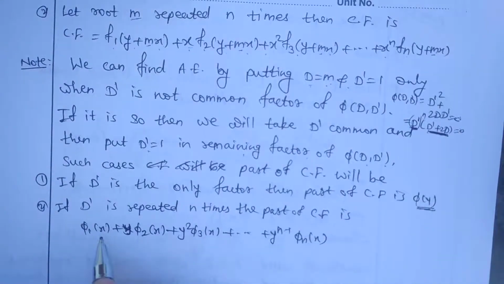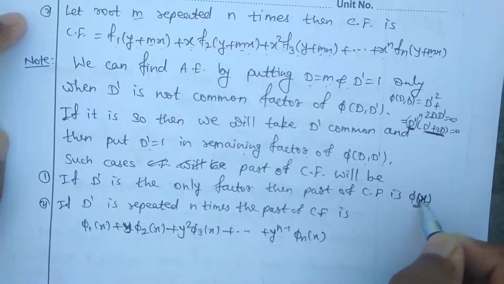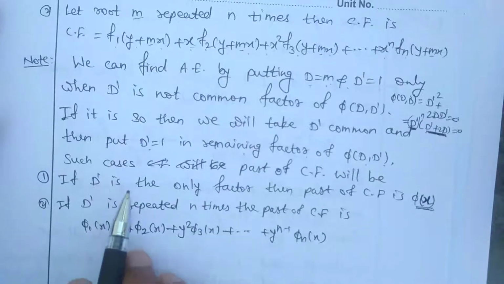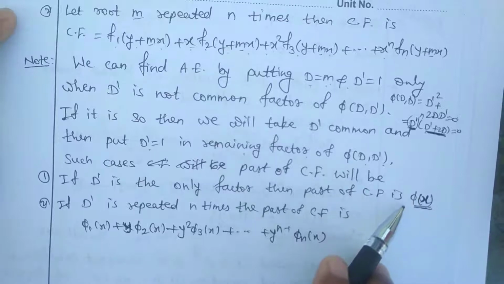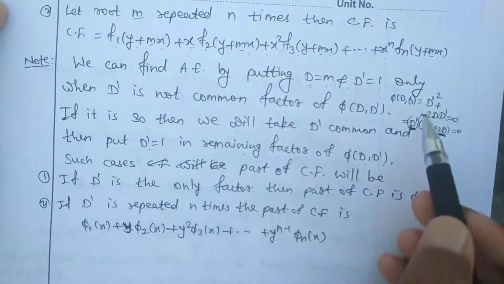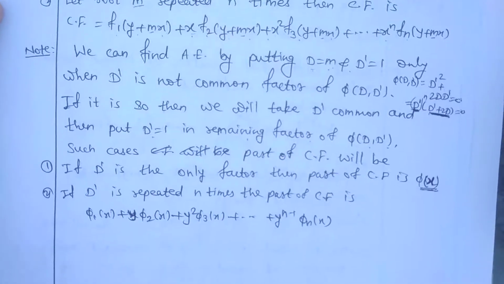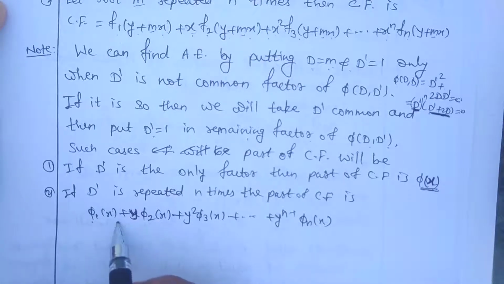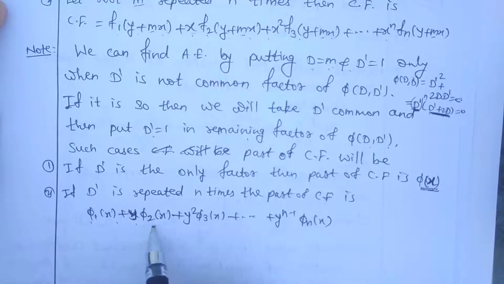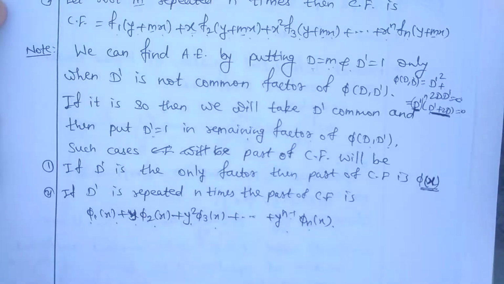So here actually you have to take a function of x. If D dash is the only factor, then we have to add in the CF a function of x, that is phi of x. And if this D dash is repeated n number of times, that is D dash to the power n is a common term, then we have to take the function of x n times. So how do we write this? It is phi1 of x plus y into phi2 of x plus y square into phi3 of x plus dot dot dot y raised to n minus 1 into phi n of x. We have to add this term in the CF.